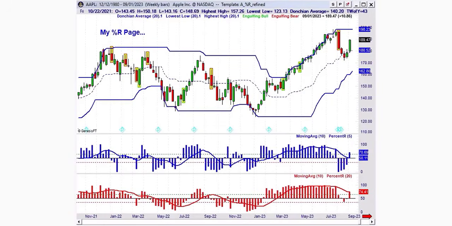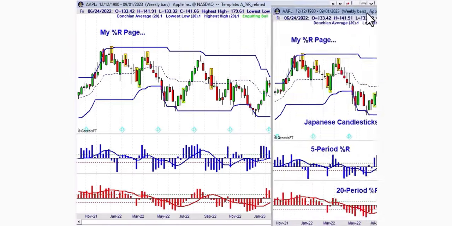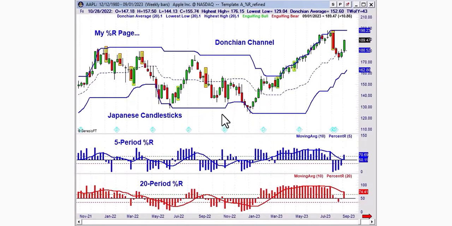Now in the last video we went through and discussed some of the components of my percent R page, and just to refresh your memory, on this page I basically have three primary tools, or it serves three primary functions. Number one, we have the Donchian channel, which I explained in the last video, and also two, the data format here is that of a Japanese candlestick price chart. Now a Japanese candlestick chart utilizes the same information in its construction as an open-high-low-close price chart. It's just that the data is illustrated a bit differently.